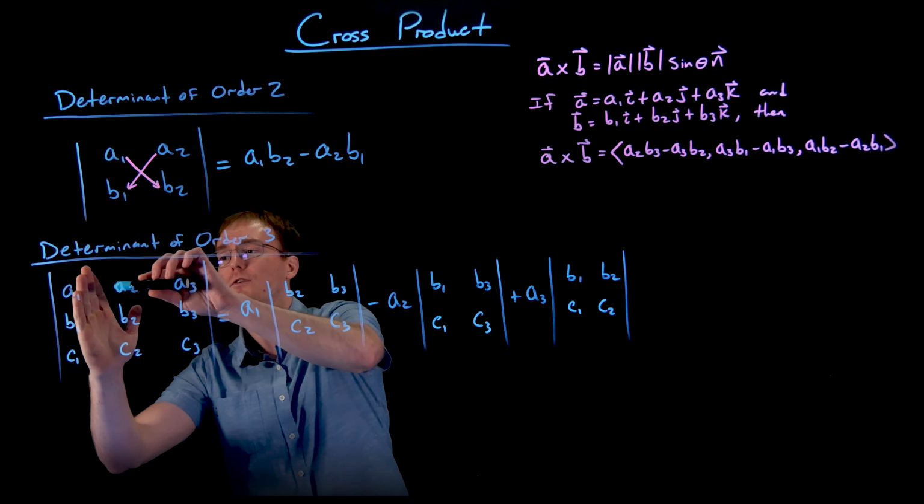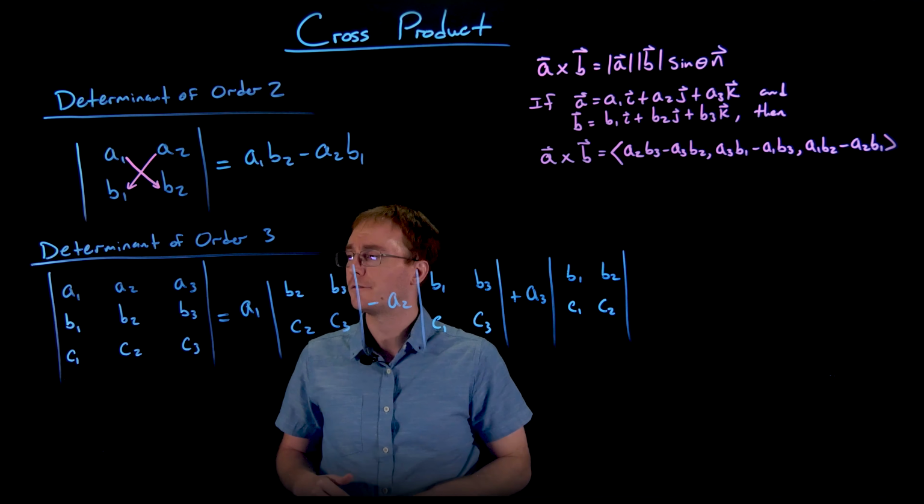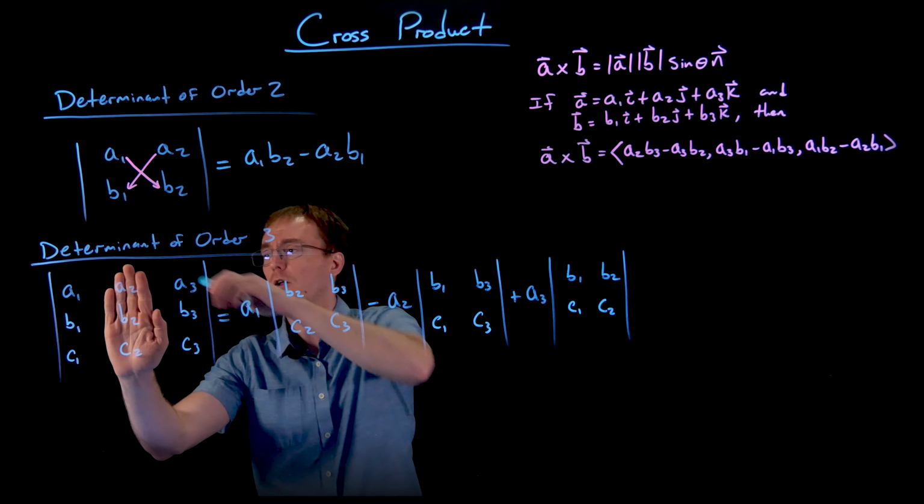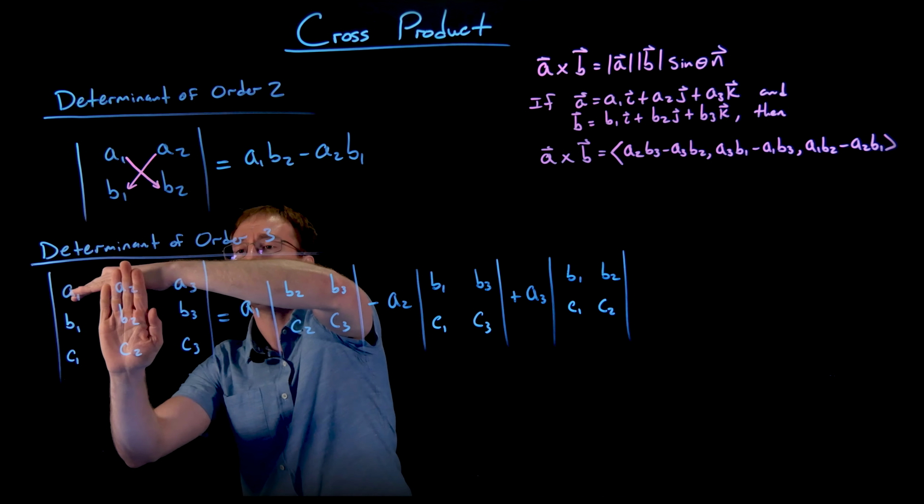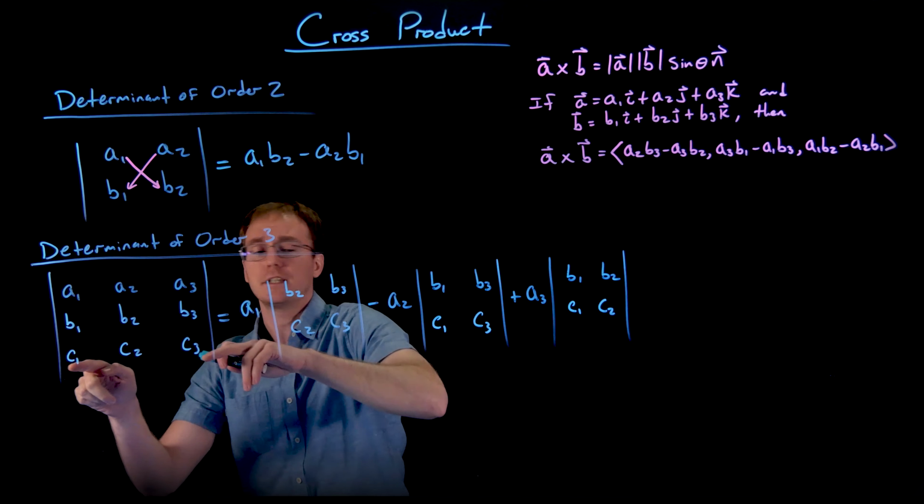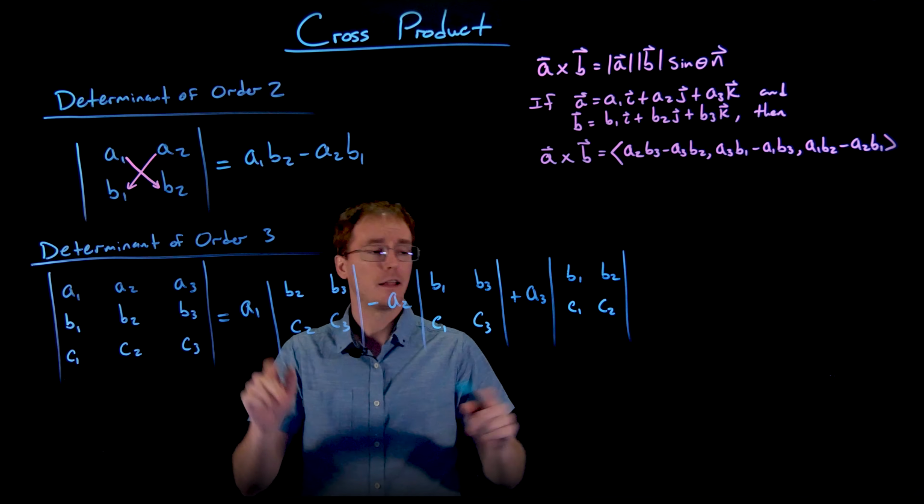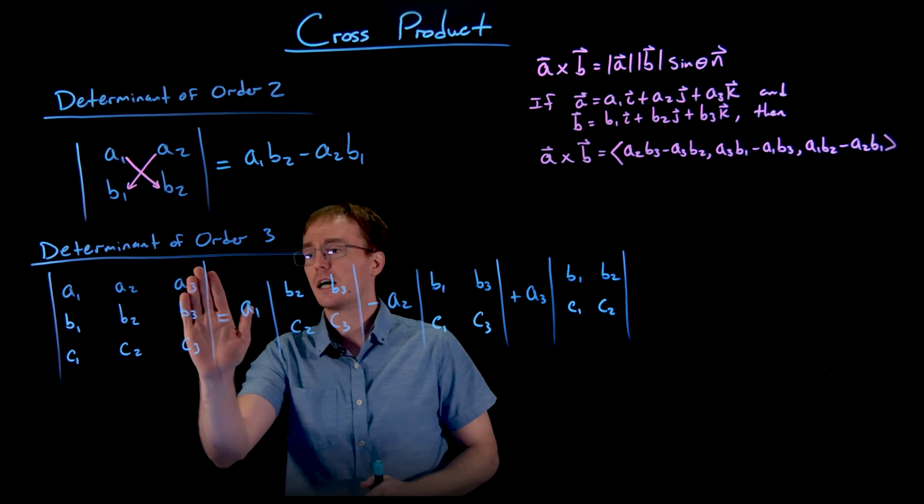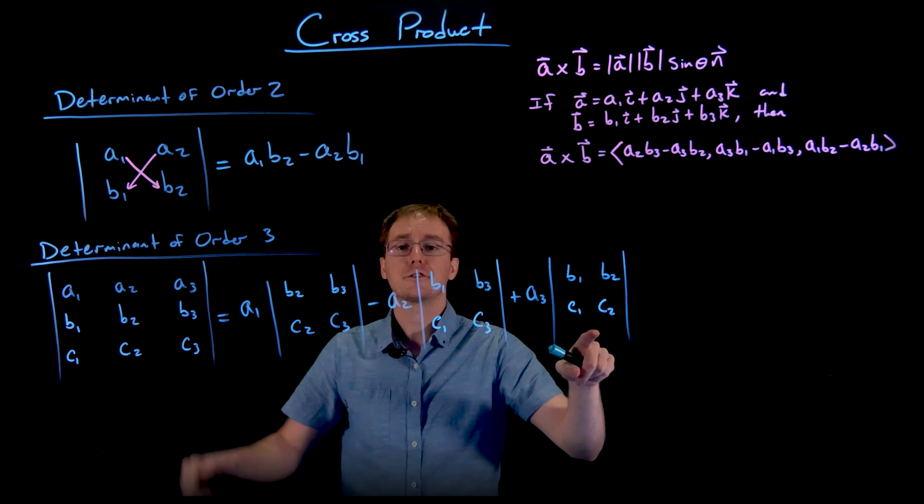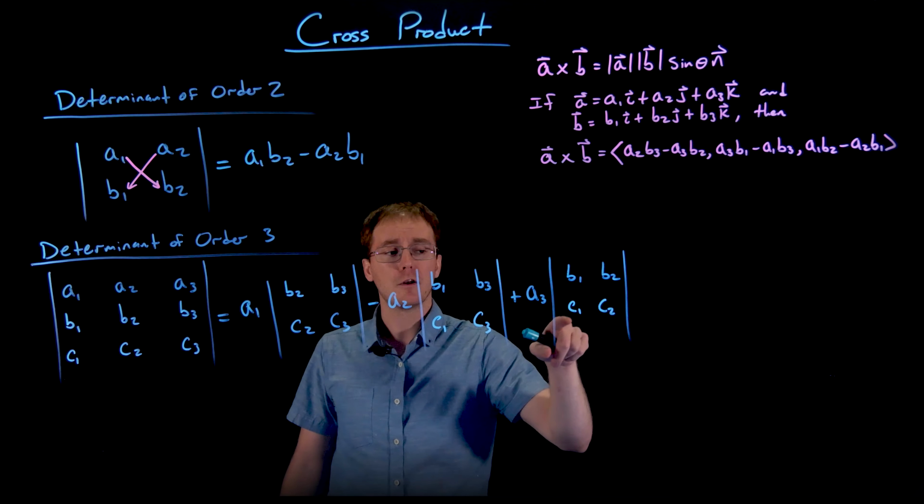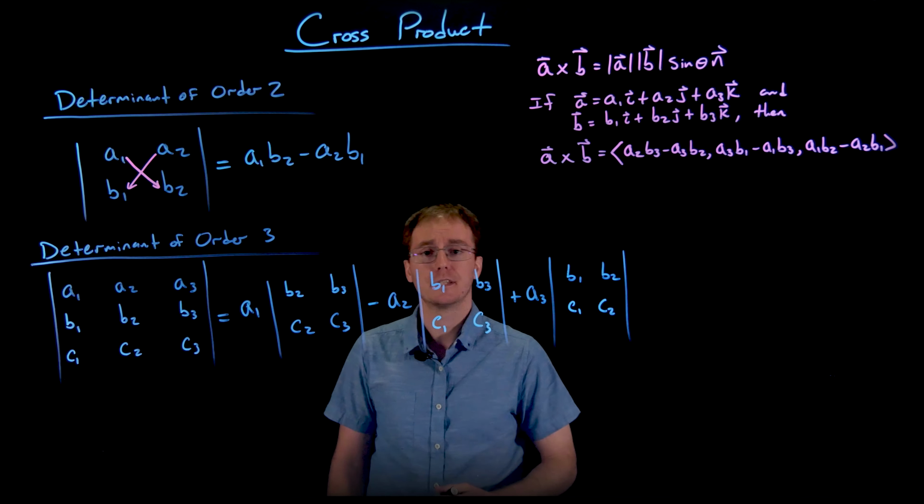So now if we go to our next piece with the negative A2 coefficient, if we cover up that column and row involving A2, what's left is going to be B1, B3 in that first row, and C1 and C3 in that second row. And moving on to the final piece, cover up that column and row involving A3, and the 4 entries that are left make up our last order 2 determinant of B1, B2, and C1, C2.